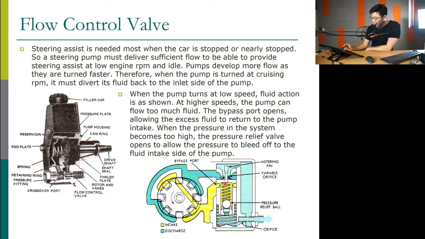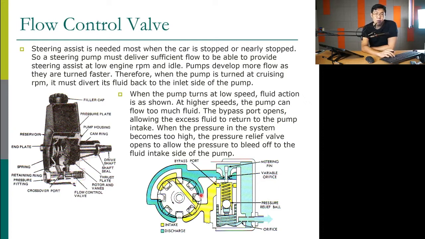So therefore, the inlet intake is yellow, the discharge is green. So inlet here and inlet here and discharge here, inlet here and discharge here. So the discharge combines here, and there is this valve, the metering valve. And this valve is controlled by this spring. If the exit pressure is too much, it lets the flow that is going out go back to the inlet of the pump. So we have this flow control valve at the exit of the pump.